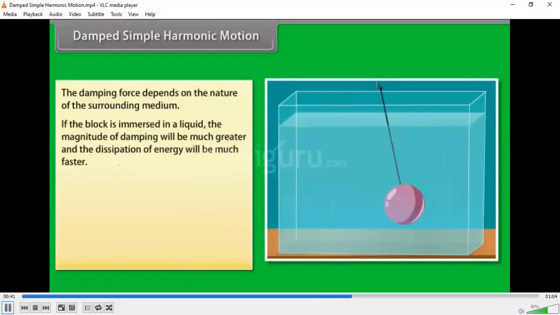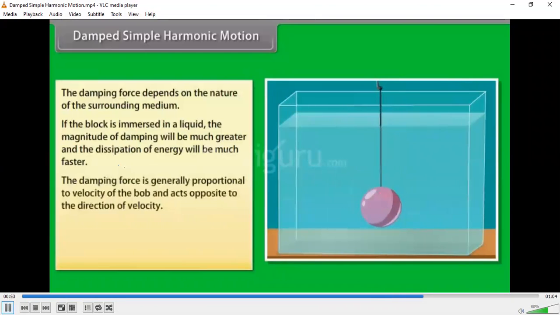If the block is immersed in a liquid, the magnitude of damping will be much greater and the dissipation of energy will be much faster. The damping force is generally proportional to the velocity of the bob and acts opposite to the direction of velocity. Note the last point also: the damping force is generally proportional to the velocity of the bob and acts in the opposite direction of the velocity. One more question related to damping force.